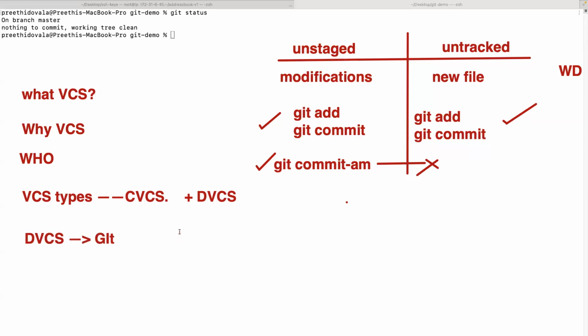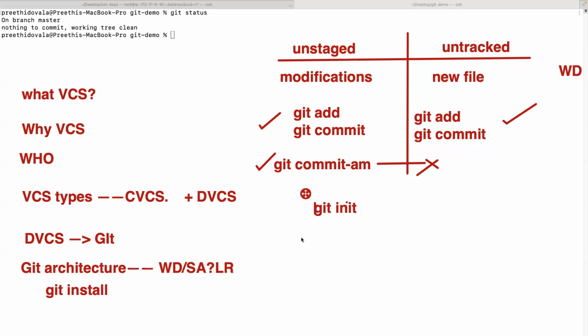Then we discussed Git architecture, which is very important. In this we got clarity on working directory, staging area, and local repository, and how your changes move from working to staging to local. And then we saw Git installation on different OS. Then we started with very simple commands like git init, to tell Git which project or folder to version control, and then git status, git add, git commit. These are the simple commands we used today.